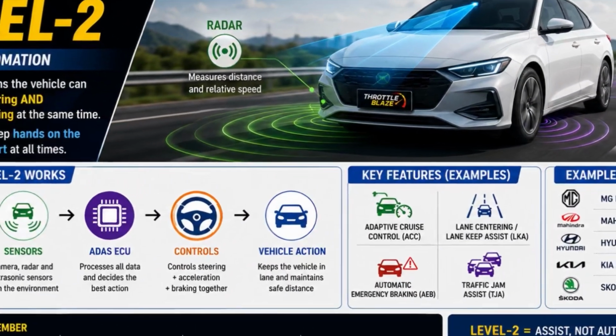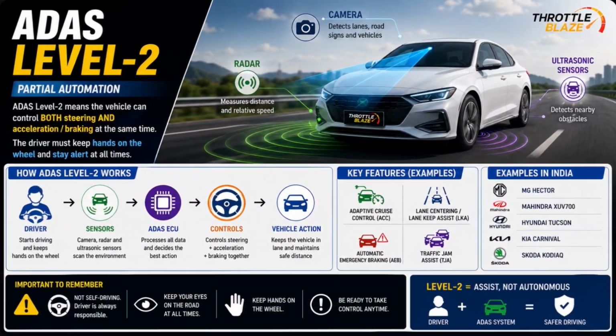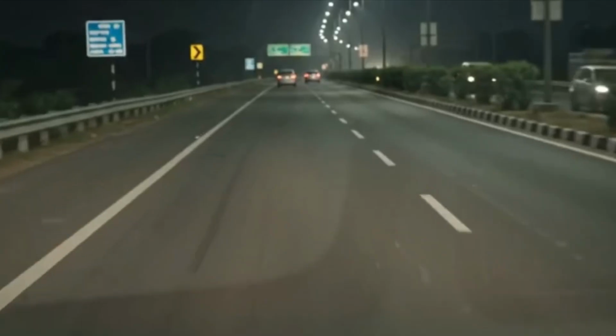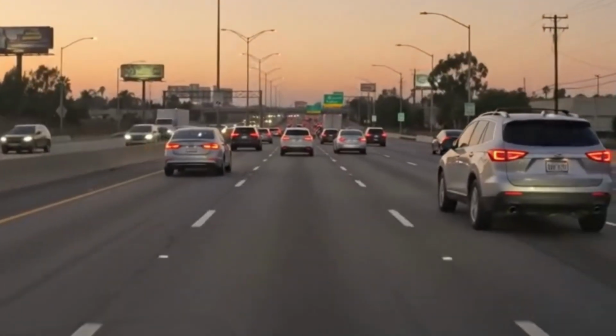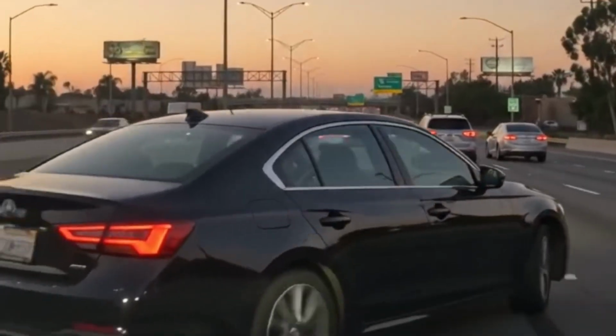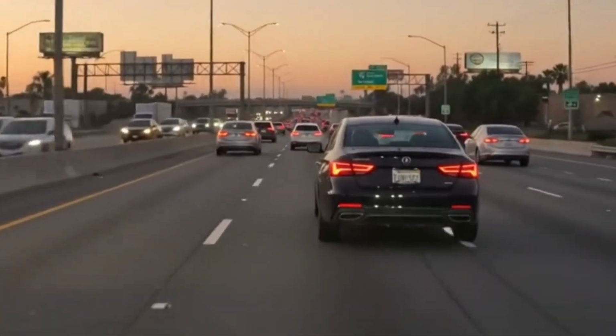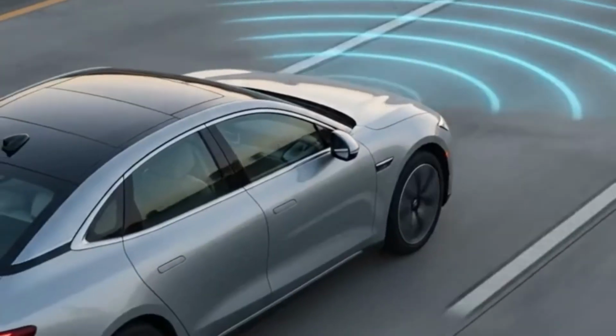Number 3. ADAS level 2. Partial automation. Now, let's talk about ADAS level 2, which is the highest level commonly available in India today. In level 2, the car can control both steering and speed at the same time. That means it can accelerate, it can brake, it can keep the car in the lane. But remember, the driver is fully responsible. Your hands should stay on the steering wheel and you must always pay attention to the road.